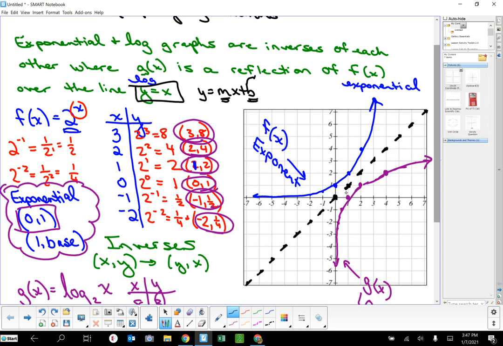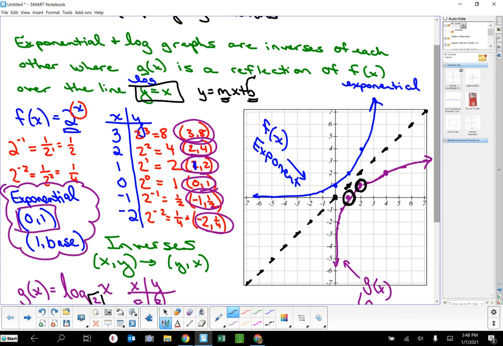So this point here, (1, 0), is going to be in all parent graphs unless there's a transformation, okay? Also, because our base is 2 here, we're going to have (2, 1). This point would be on this graph. If we had a base of 4, then (4, 1) would be on the graph. If we had a base of 6, then (6, 1) would be on the graph, right? So we know that we can expect some things to happen based on that.